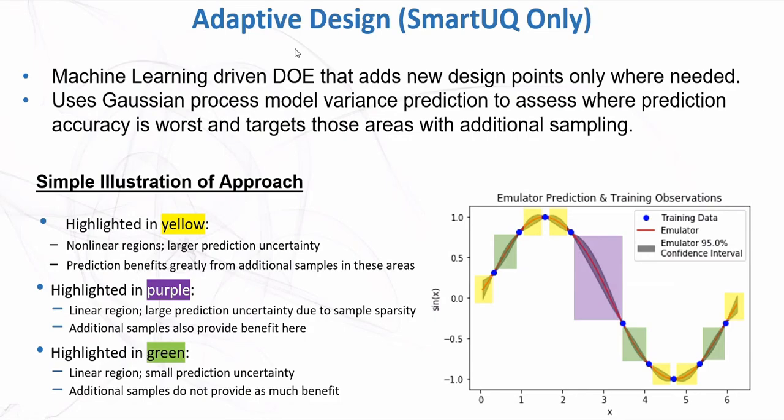So we have a tool called adaptive design in SmartUQ that makes use of that variance prediction to understand where the model is least confident in the predictions it's making. And then that information in turn can be used to suggest to the user where they should collect subsequent data to have the biggest effect on improving the model accuracy. So it's a technique to help minimize the amount of data that needs to be collected.